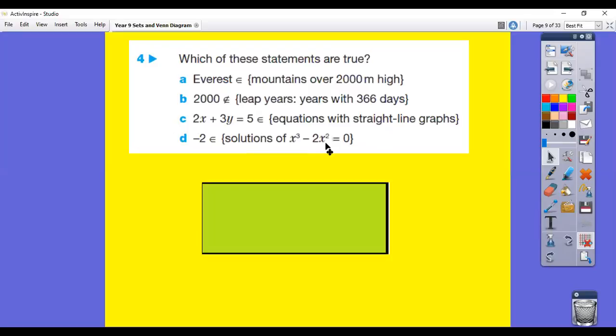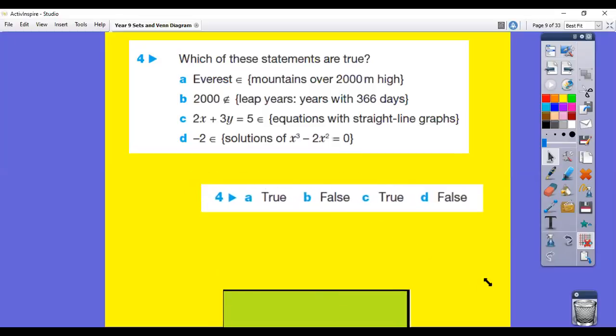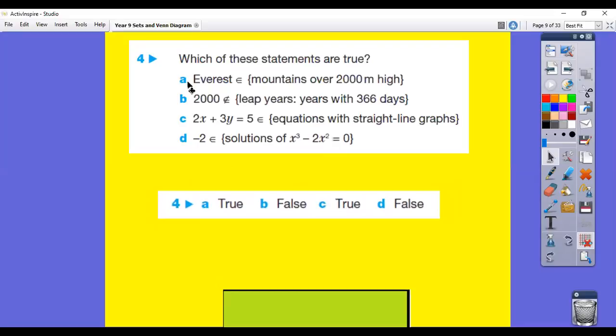So yeah, I'll give you a few seconds to think about it. You can pause the video if you like, and then once you've written your answers, you can click continue and check your answers now with me. So if we check the answers now, for question 4, is true, yes, Mount Everest does belong to a set of mountains which are over 2,000 meters high. The year 2000 was false. It wasn't a leap year.